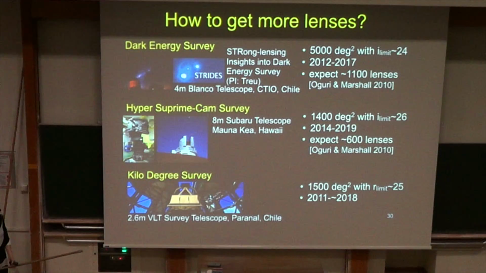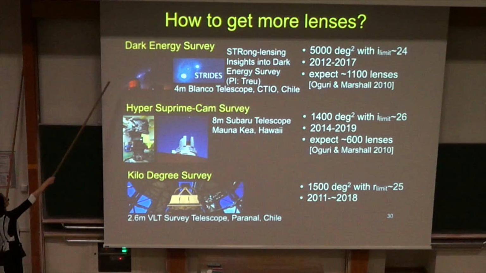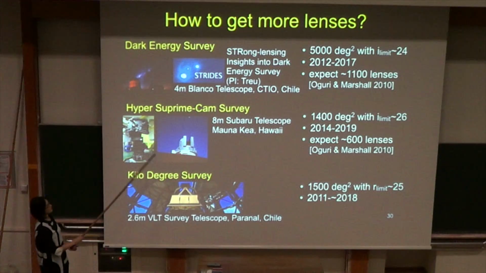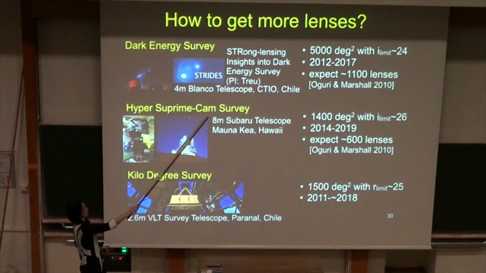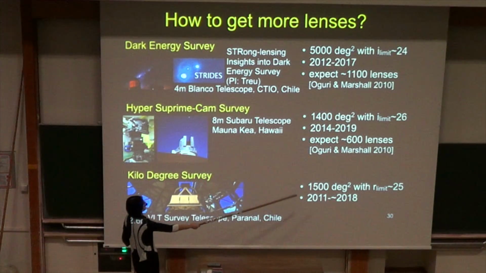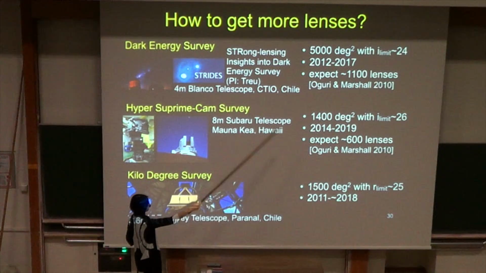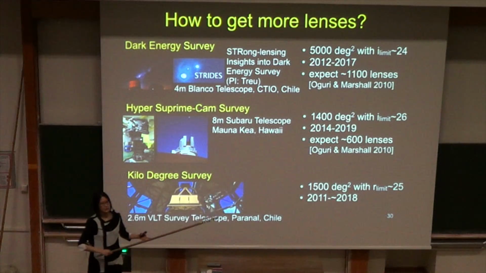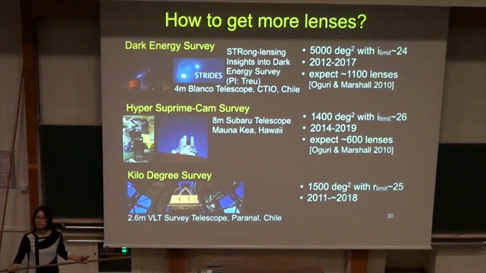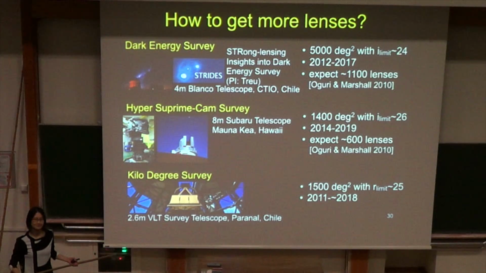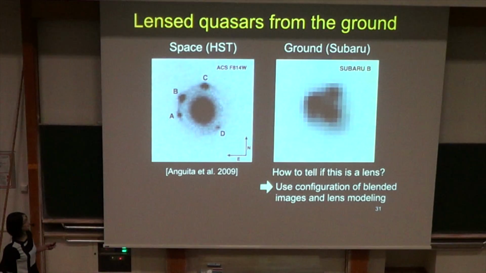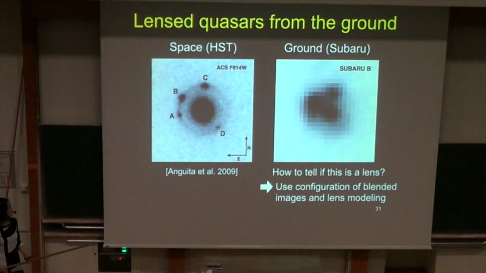Well, there are several ongoing wide field imaging surveys, including the Dark Energy Survey, Hyper Suprime-Cam survey, and the Kilo-Degree Survey. Each of these surveys is going to cover more than 1,000 square degrees, so thousands of square degrees combined, and they're all ongoing at the moment. From these imaging surveys, we expect to get more than 1,000 lens quasars, which is really exciting. But then the challenging part is how do we find them with the ground-based imaging.